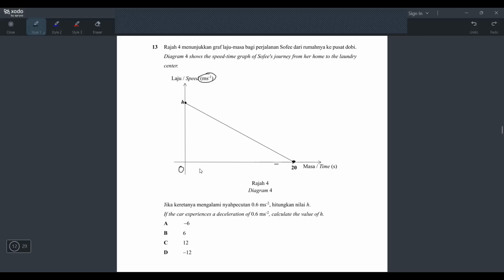So it took her 20 seconds to decelerate. So this process, we call it decelerate when we go down like this. When we go down like this, the speed going down, it means decelerate. If the car experiences a deceleration of 0.6, calculate the value of h.